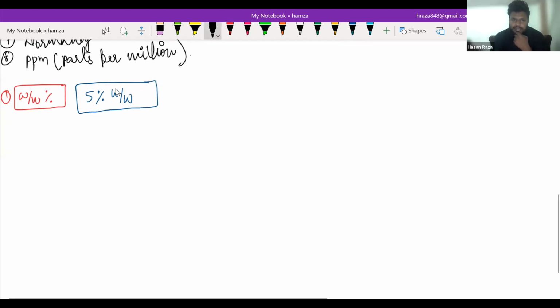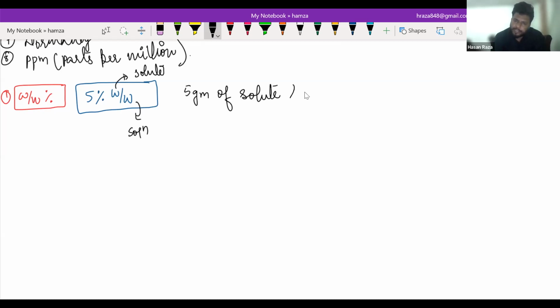So I'm going to explain it. This is the numerator, which is for the solute, and the denominator is for the solution. Since you can see weight, it is basically 5 gram of solute present in 100 gram of solution. Whenever you are given this type of term, just write a full sentence about it. 5% weight by weight means 5 gram of solute present in 100 gram of solution.